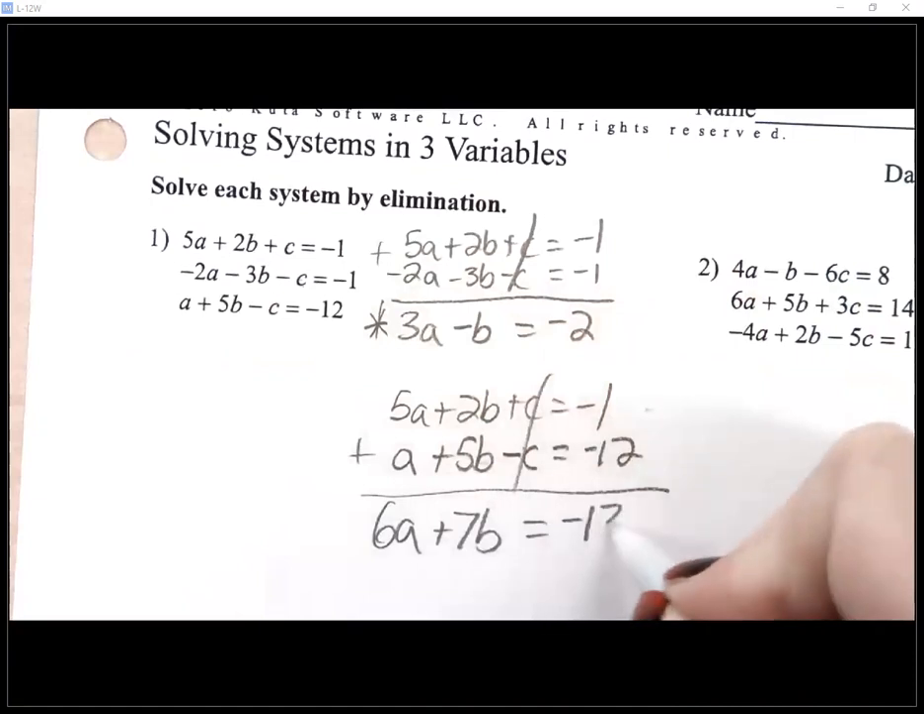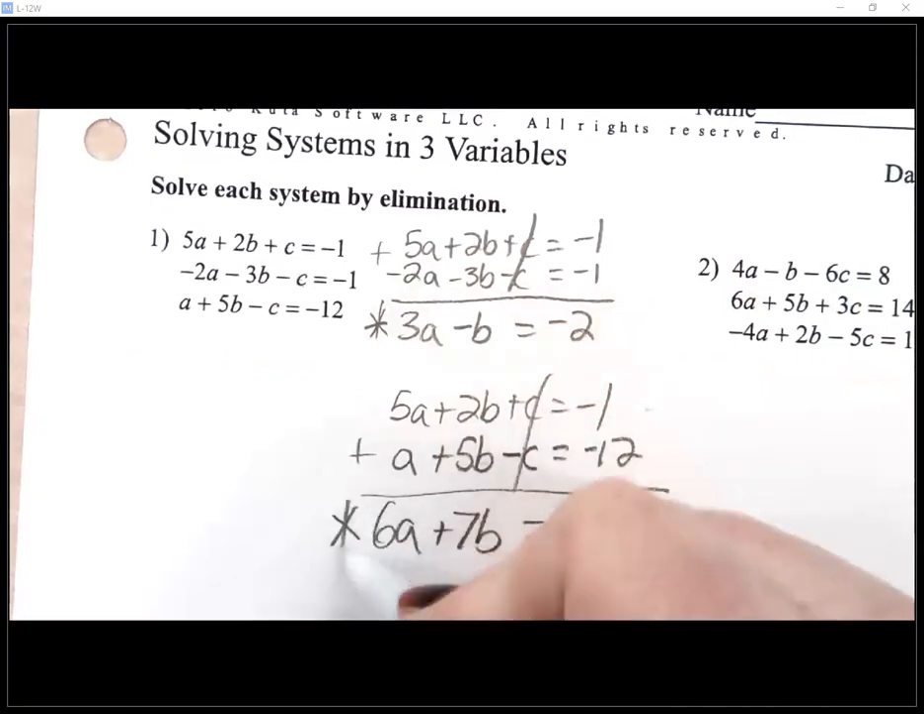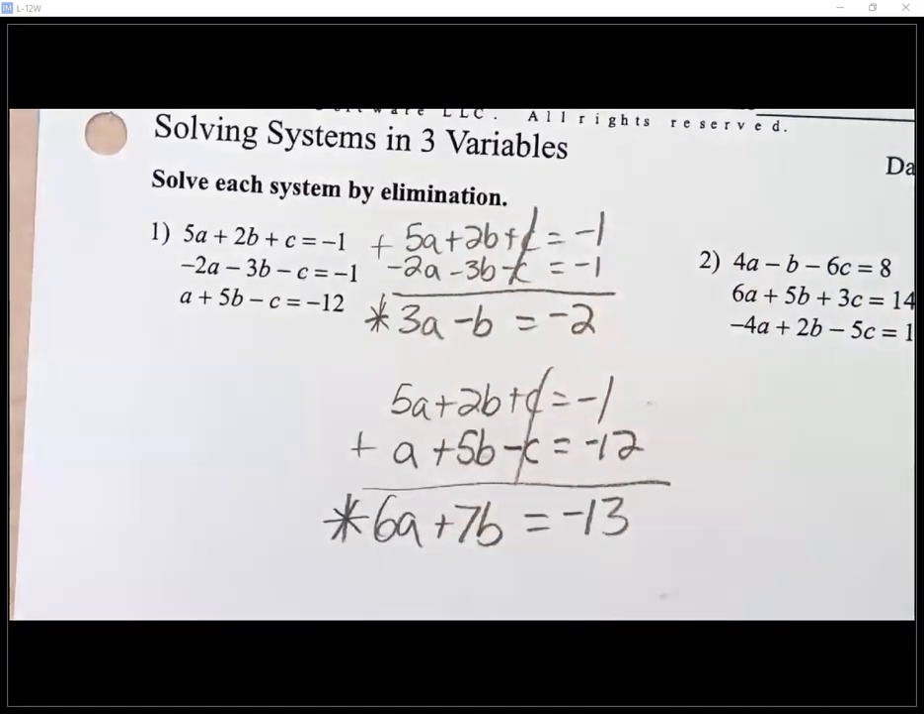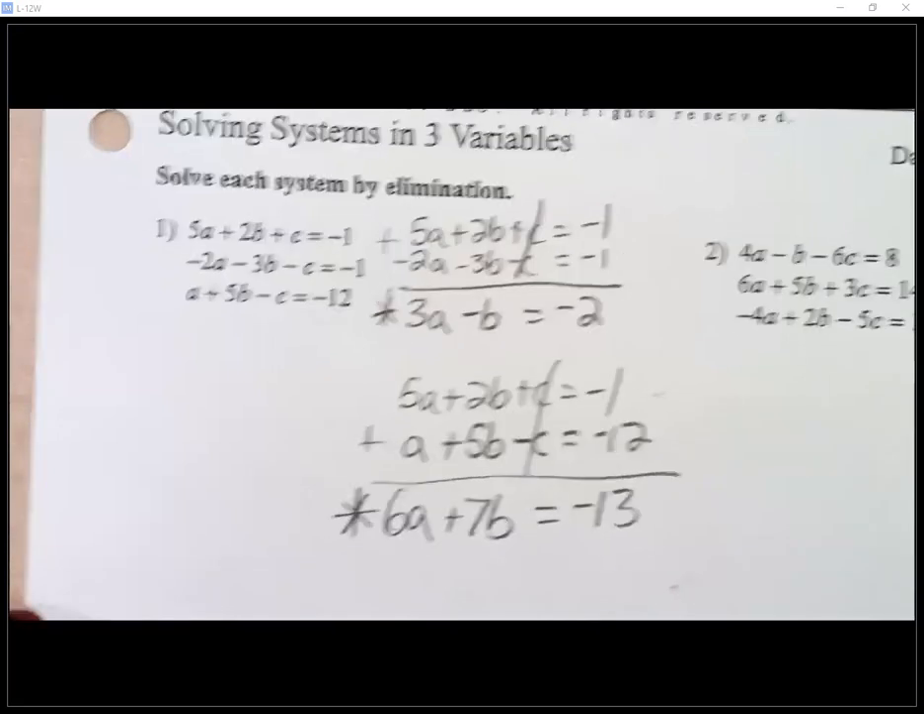So did you get what I got for the second one? So I starred them both just so that I can talk about them more easily because now my 2 starred equations only have 2 variables. I'm just going to solve that system, right? So that's old news. So everybody go ahead and solve the system formed by those 2 starred equations.